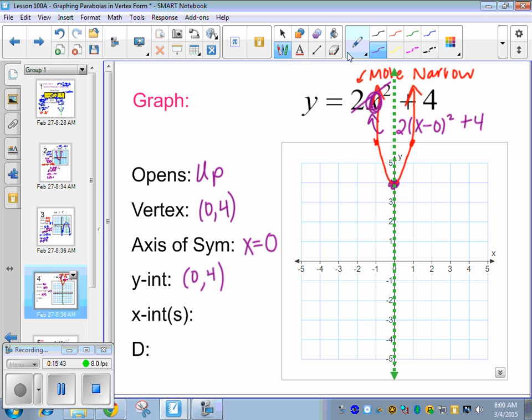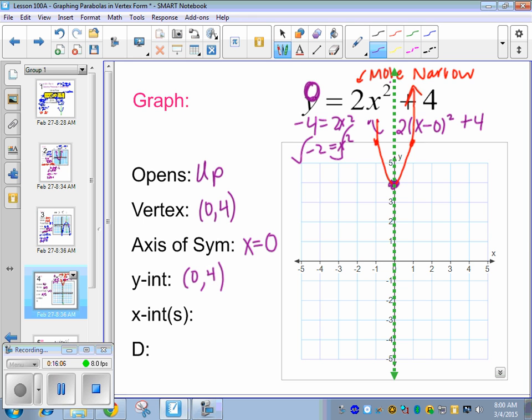The other way to do the other ones, the x-intercepts, is if I plug 0 in right here for y, we would subtract 4, and we would divide by 2, and then we would be taking the square root of a negative number. So if you start solving and you get the square root of a negative number, what does that mean about the x-intercepts?